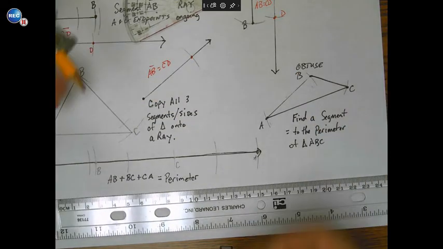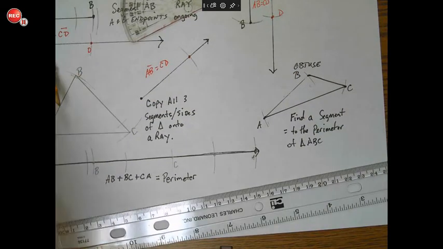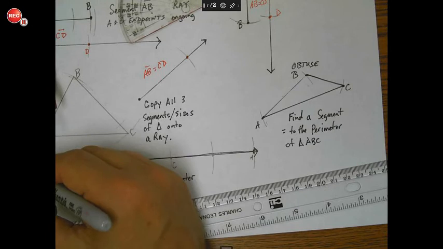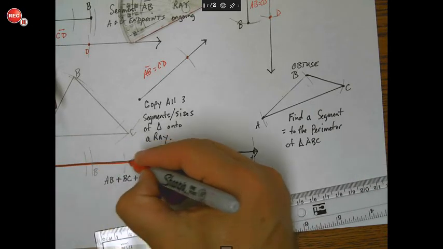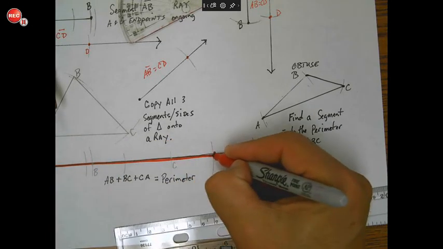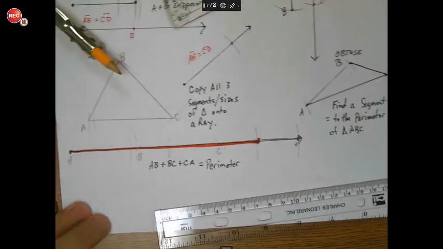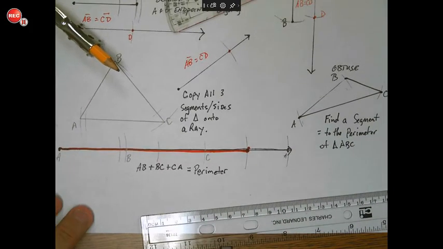Okay, there it is. So I'm going to outline that in red. So there's my perimeter of the obtuse triangle. All right, good. How we doing? Okay so far? We got a couple other things we need to do.